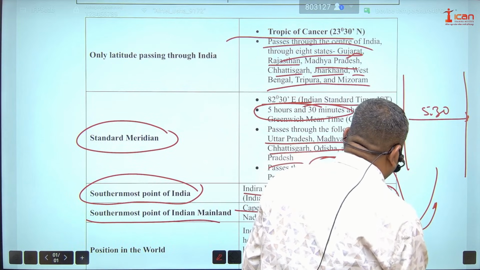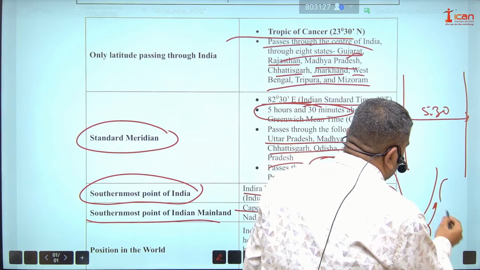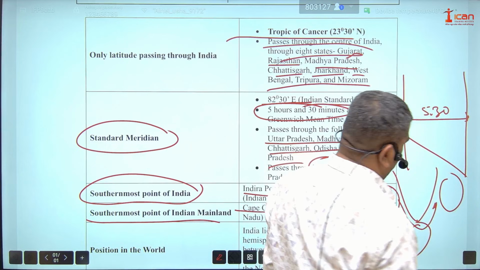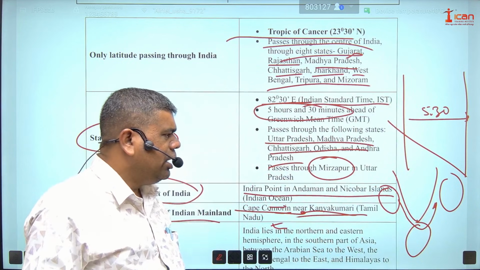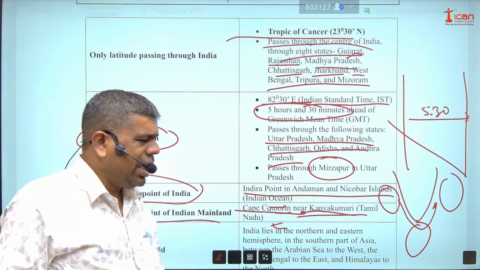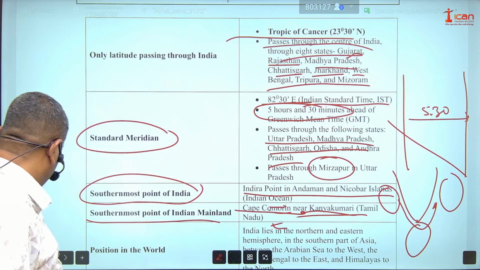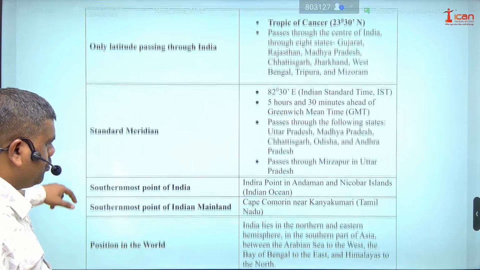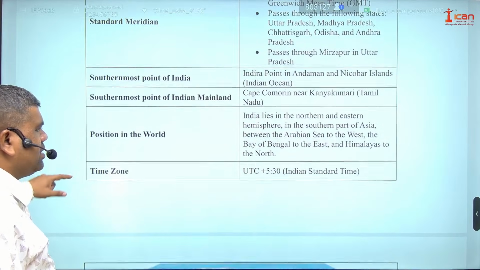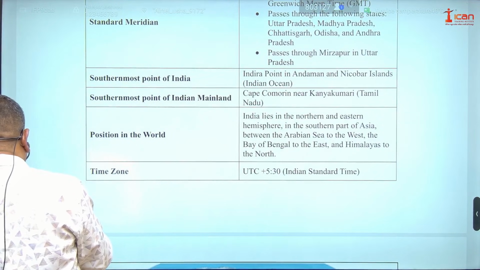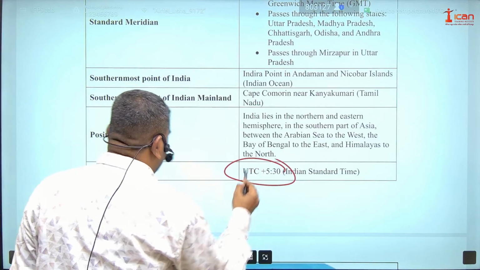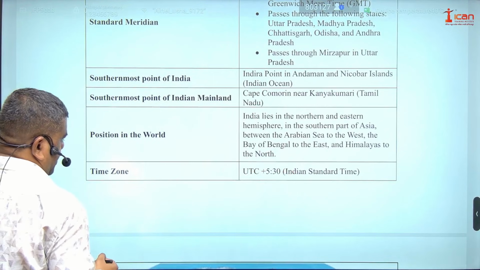Here there is the Arabian Sea, the Indian Ocean, the Bay of Bengal, and the Himalayas. So the Himalayas to the north, Arabian Sea to the west, then we have the Bay of Bengal to the east, and the Indian Ocean to the south. And as I said, the time zone is UTC plus 5:30. So 5 hours 30 minutes ahead of the Greenwich Mean Time.